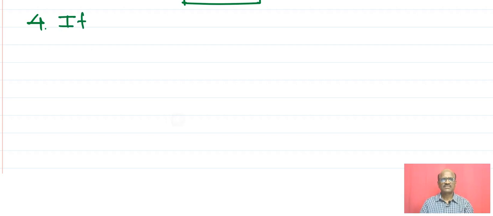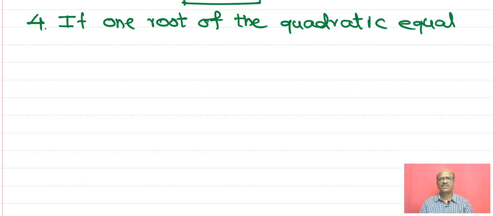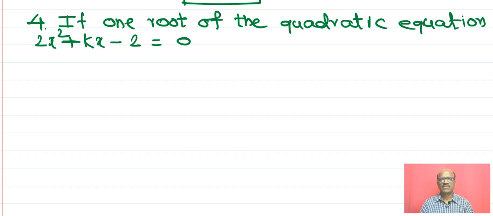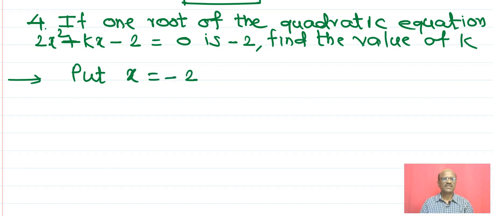Now next, if one root of the quadratic equation 2x square plus kx minus 2 equals to 0 is minus 2, find the value of k. These are the same type of questions. x is replaced by minus 2. We put minus 2 in place of x and solve it. You will get the value of k.